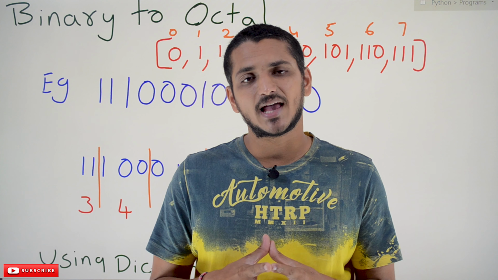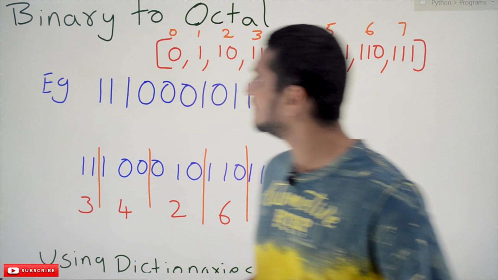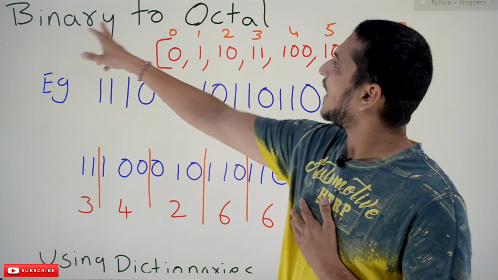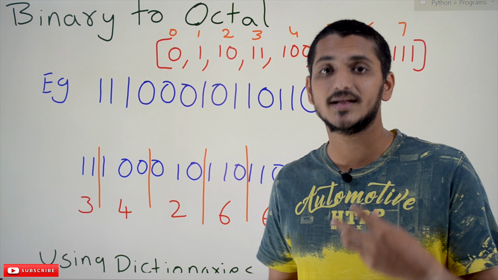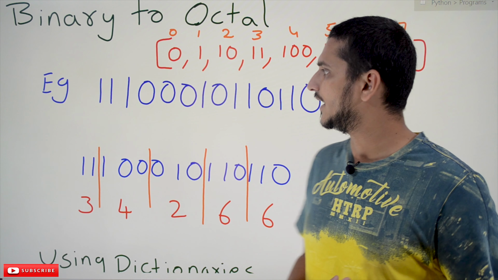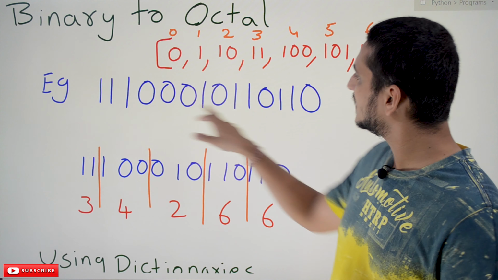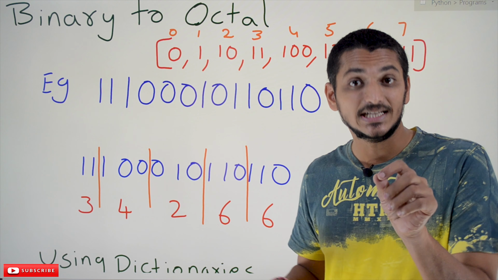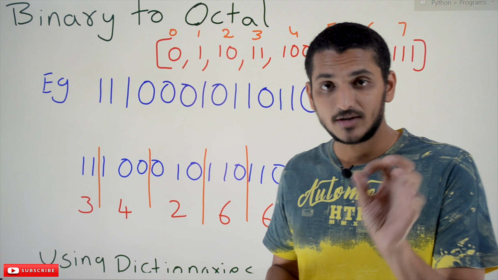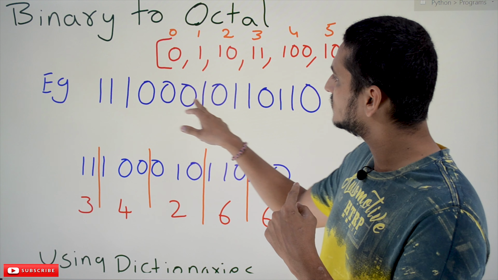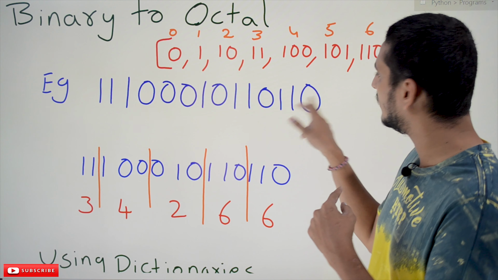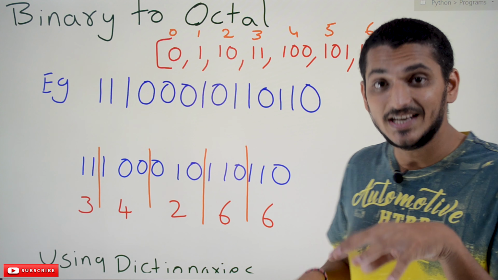Coming to today's example, the example we consider here is binary to octal. Given a binary number, we have to convert that binary number into octal format. This is the binary number which we have taken in integer format. Try to understand this. We have taken this as an integer value 111 000 101 101 110. So it is given in integer format.